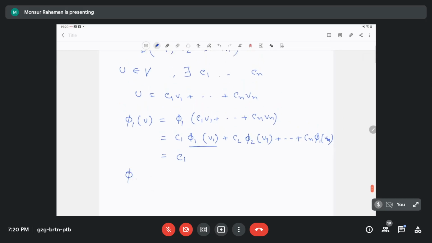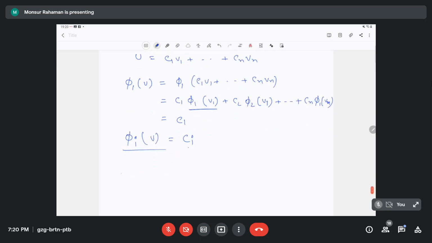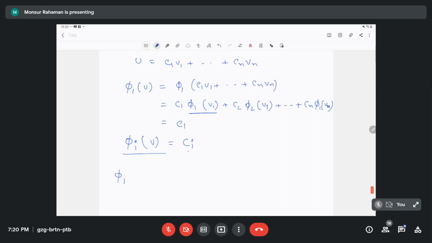So for phi i, only ci will survive for this v. Only this ci will survive if I send this v. So I can change this ci to phi i of v. So now write this: phi 1 v equals c1.